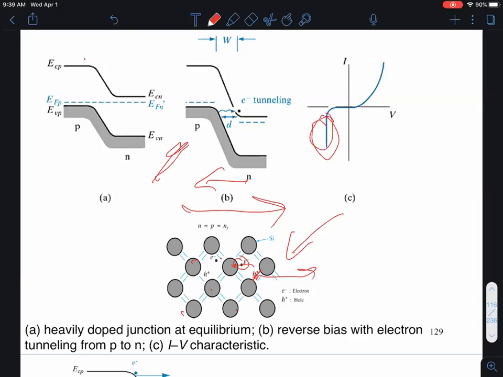Now, there's an analogous picture in terms of energy bands, which is shown above. And basically, in this picture, what I have is as the reverse bias increases, the bands get skewed as shown over here.